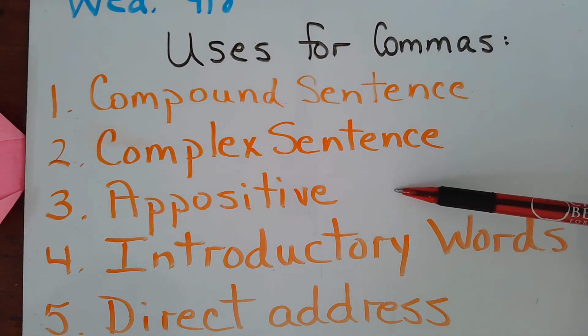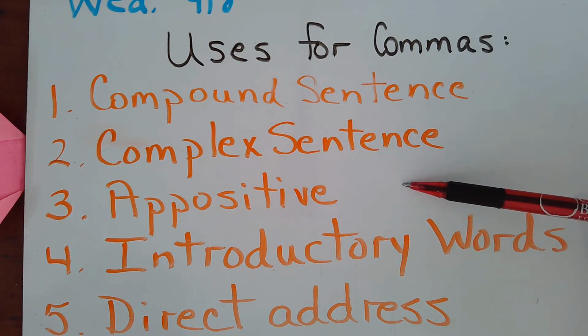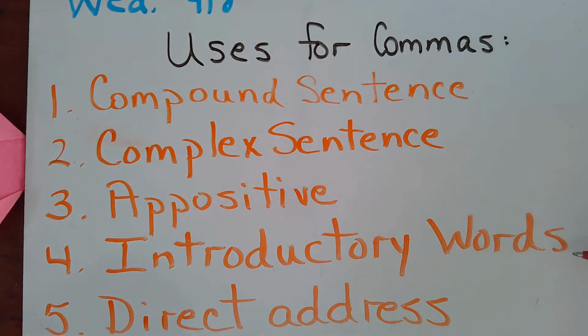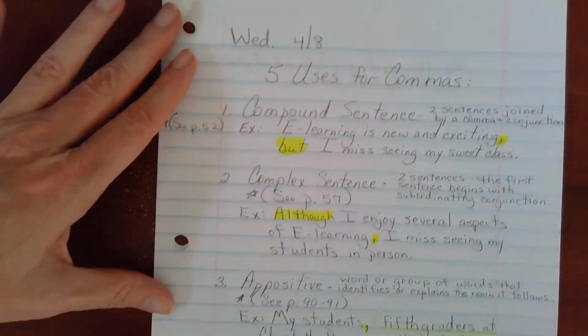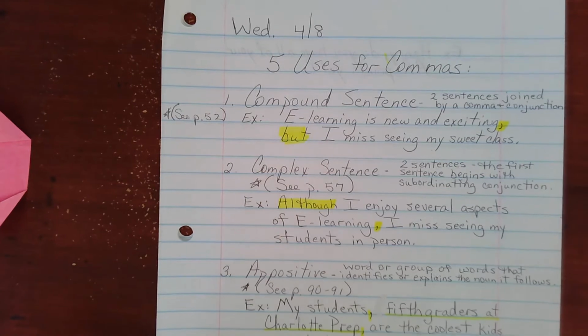And an appositive is a group of words that follows a noun. It describes that noun, tells more about it, and those are set off by commas. Introductory words is new. We're going to talk about that. Direct address is new. So I've written out some examples to go over, and then we'll talk about the book.